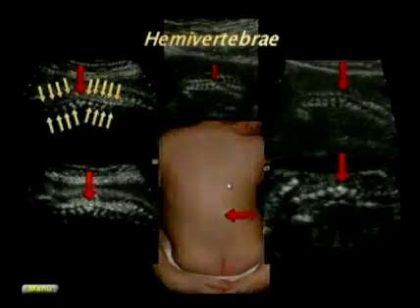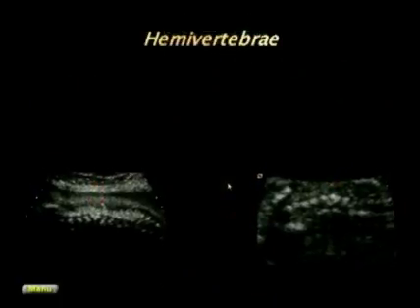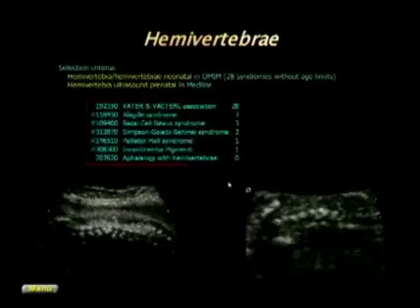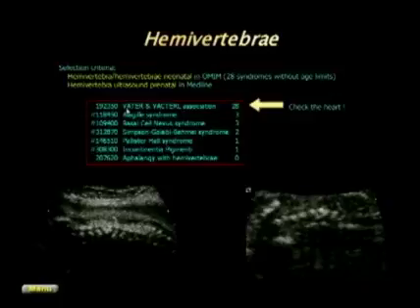Now, of course, if you talk about hemivertebra, the knee-jerk reaction is to look at the heart, because remember, the VACTERL syndrome, V is for vertebra, but C in the VACTERL association is the cardiac anomaly. So any baby that has a spinal anomaly like this one should be checked for a cardiac anomaly.